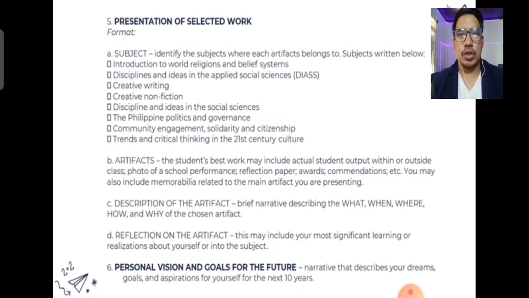Tapos sa bawat presentation na ibibigay ninyo, sa bawat artifacts na ibibigay ninyo, or ipepresent ninyo sa bawat discipline, kunwari sa BIASS, nag-present kayo ng isa. Yung isa na yon, you're going to make a description of the artifacts. Bakit yun ang napili mo? Okay, you'll have to answer in a narrative format the what, when, where, how, and why of the chosen artifacts. Then, after that, you're also going to give a reflection of the artifact.